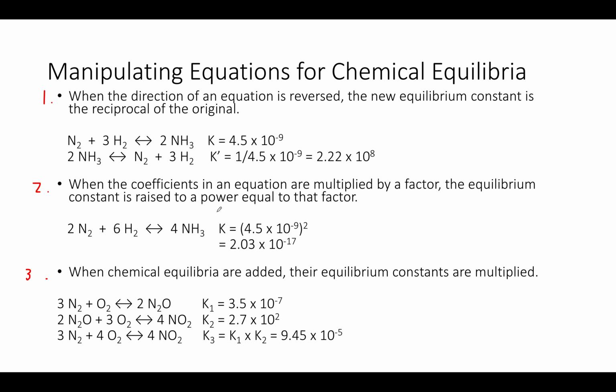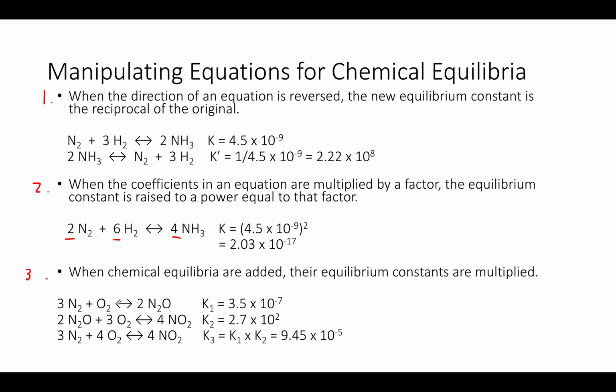The second rule is when the coefficients in an equation are multiplied by some factor, the equilibrium constant is raised to the power of that factor. So here I have this same equation, but what I've done is I've multiplied the entire equation by 2. So you see I have a coefficient of 2 here. I multiplied the hydrogen gas by 2 to get 6, and I multiplied the NH3 gas by 2 to get 4. So I raised the equilibrium constant to the second power to get the new equilibrium constant for this reaction.